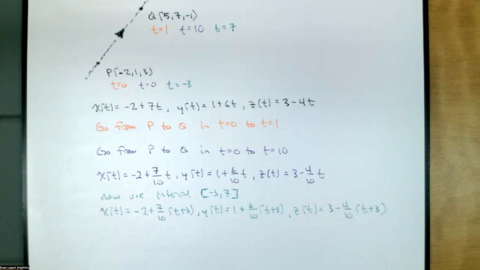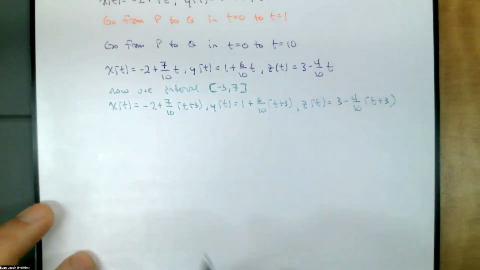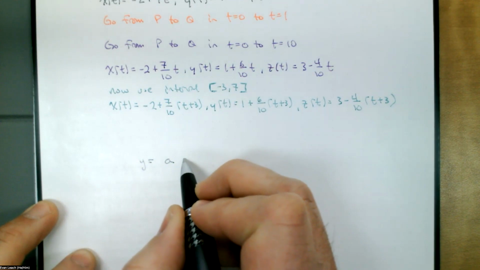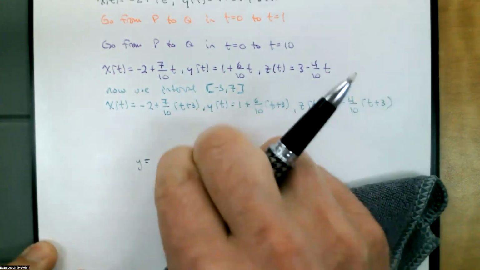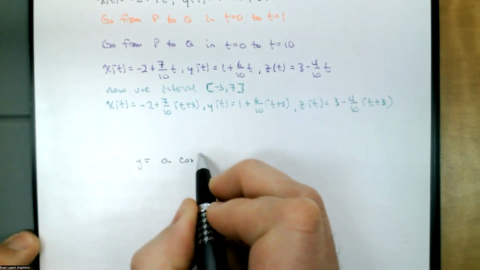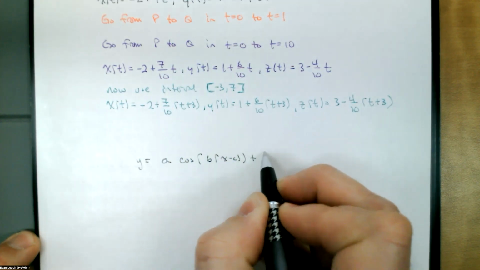But the problem is, I don't know what you were shown in your trig class. So I have to bring this up. Let's suppose I write a sinusoidal equation. Y equals A times the sine. It could be cosine. I'm going to use cosine because I like cosine better. A times the cosine of B times X minus C, plus D.